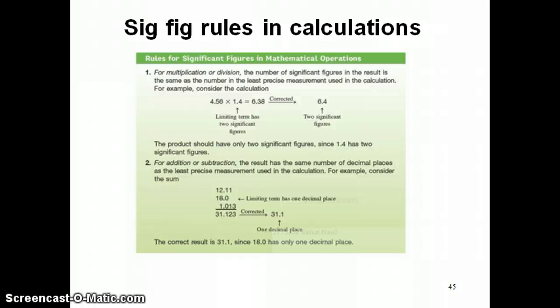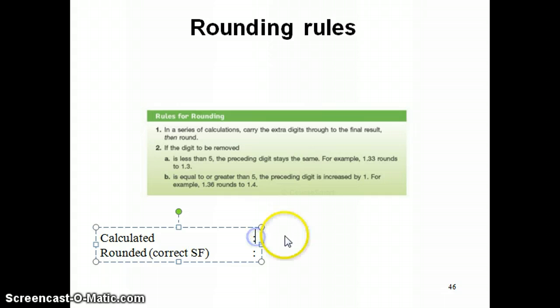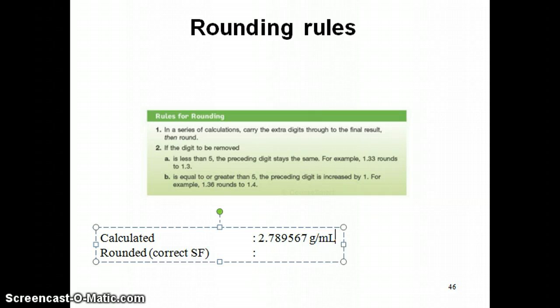And lastly, very quickly, on rounding rules. Remember that a lot of times we have to round in a series of calculations because you don't want to just have a bunch of numbers, okay? So one of the things you need to keep in mind is always the difference between calculated numbers, which is the one you get off your calculators, and rounded numbers. So let's say you have 2.789567 grams per cubic centimeter, or milliliter, let's say, is your calculated density value.